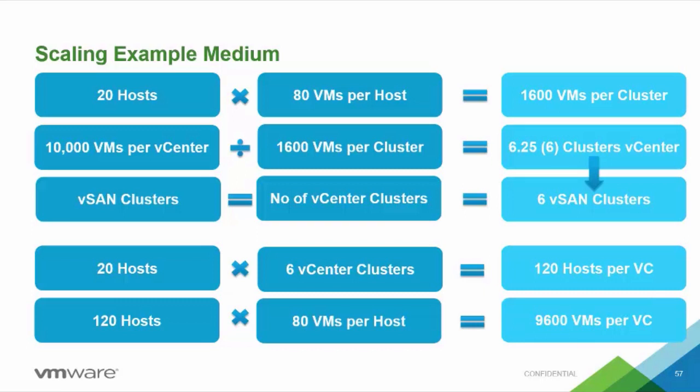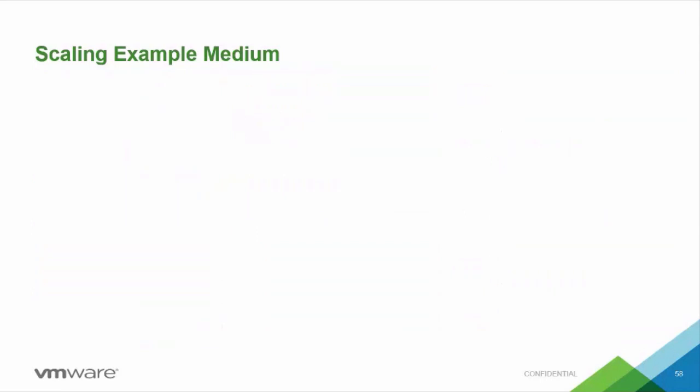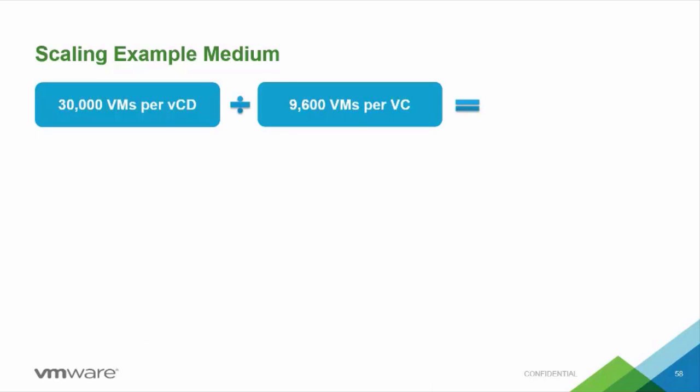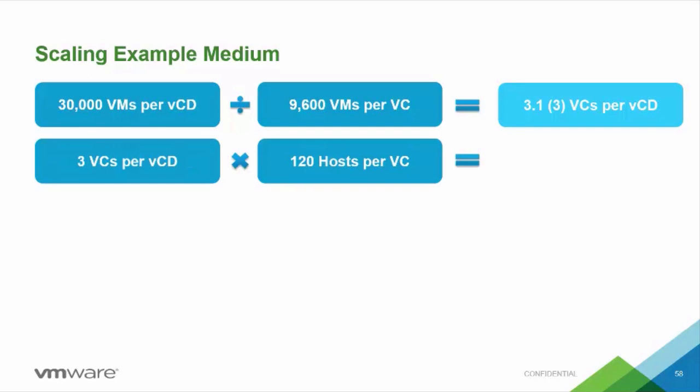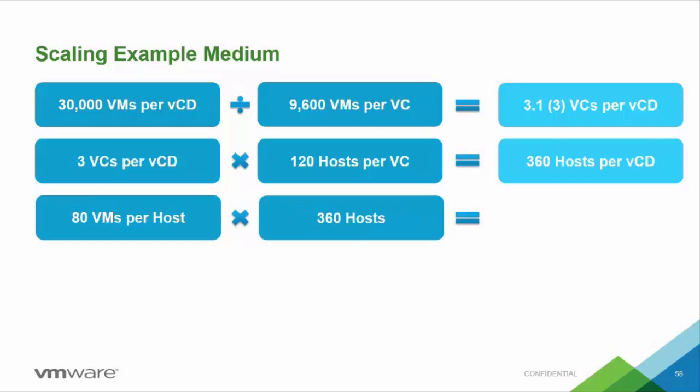So let's take those values and apply them to vCloud. vCloud has a 30,000 VMs maximum. We're going to divide that by the total number of VMs that we've just seen there. And that's going to give us 3 vCenters per vCloud Director. Feeding this new value into the 120 hosts which we got in our last slide, that's going to give us a total of 360 hosts per VCD. And again, the VMs per host times the number of hosts is going to give us our total VMs per VCD. This is 28,800, and again, well within our config maximums.